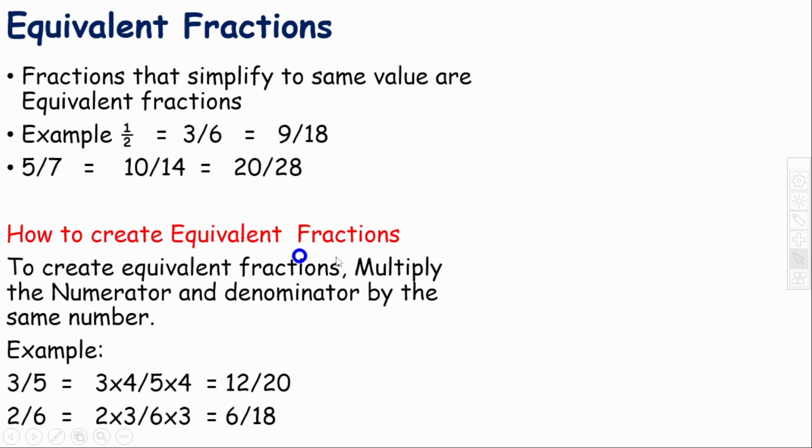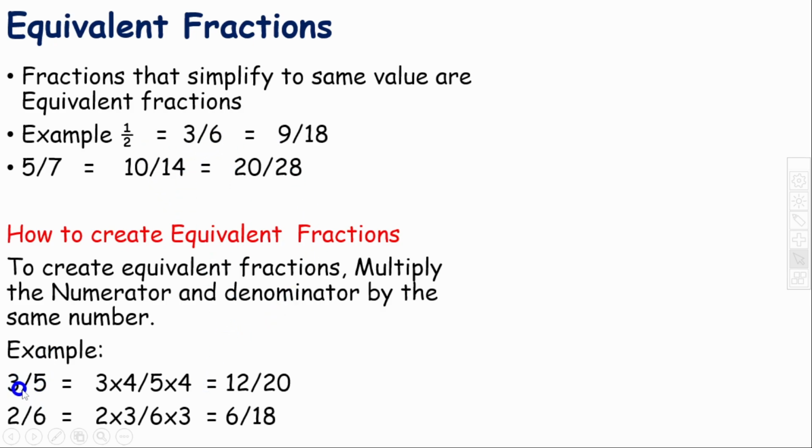Now, how do you create equivalent fractions? To create equivalent fractions, all you have to do is multiply the numerator and the denominator by the same number or value. You get an equivalent fraction.